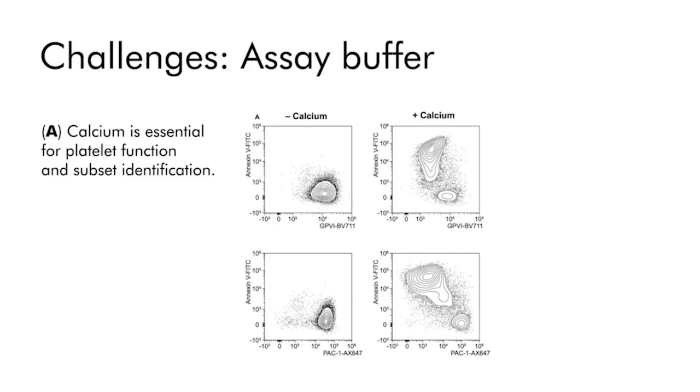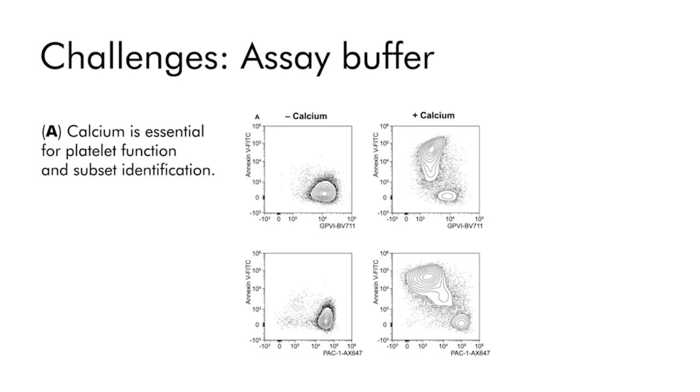So without calcium, we're unable to capture a true representation of phenotypes, and we see just one population of platelets, which is annexin low and GP6 and PAC1 high. However, in the presence of calcium, we see a more accurate representation.